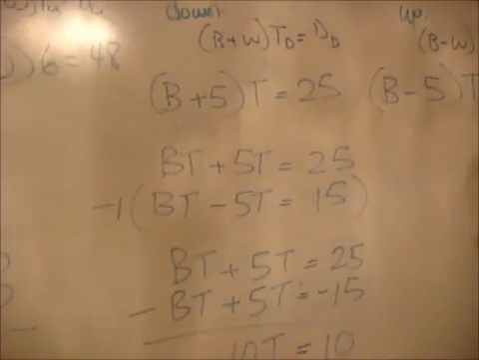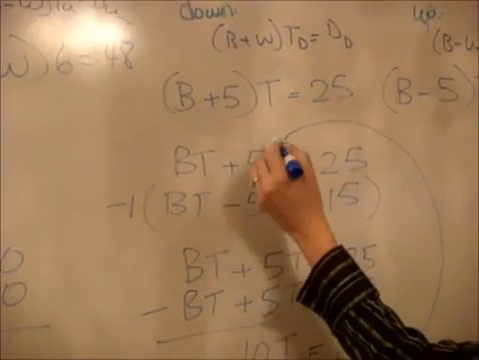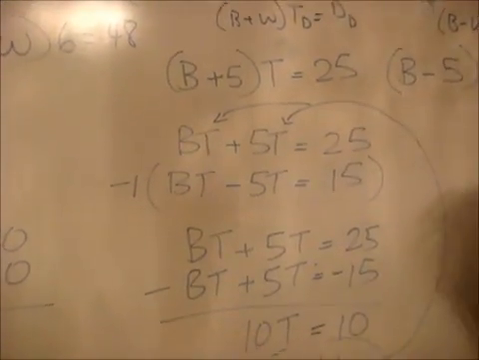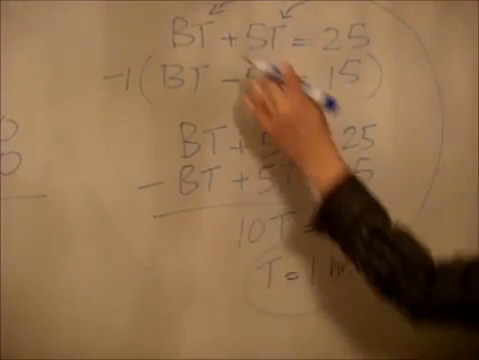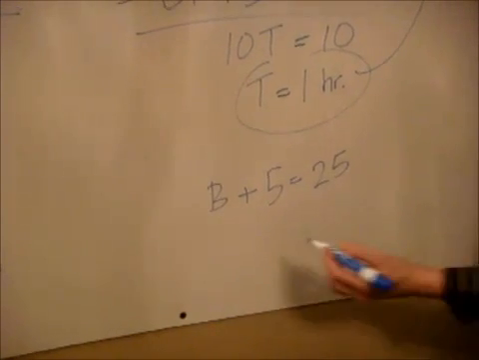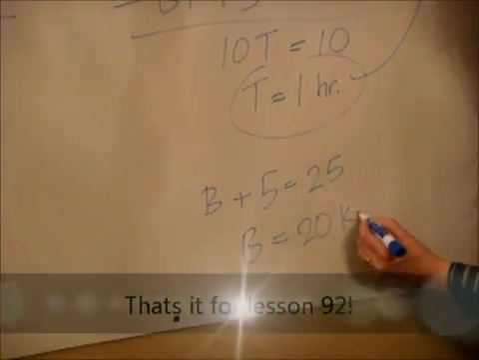Now we have to take this 1 hour and we have to put it back into the equation for T in order to get the B, the boat speed. So we're going to get B plus 5 times 1 is 5 equals 25, and we're going to get the boat speed equals 20 kilometers per hour.